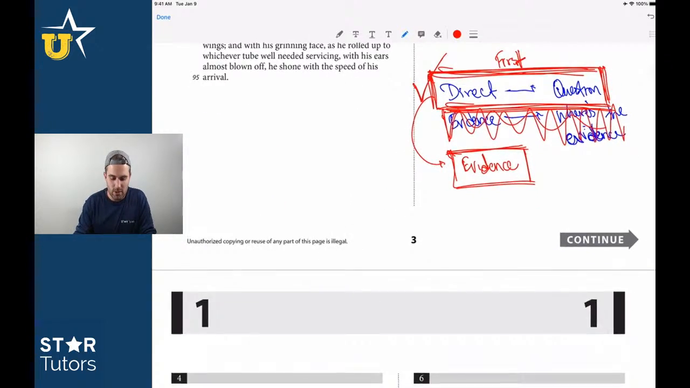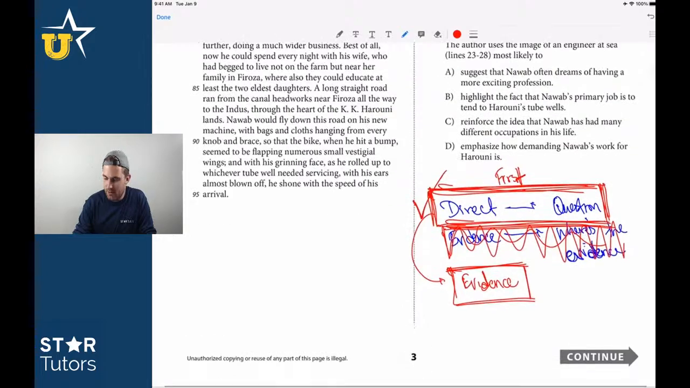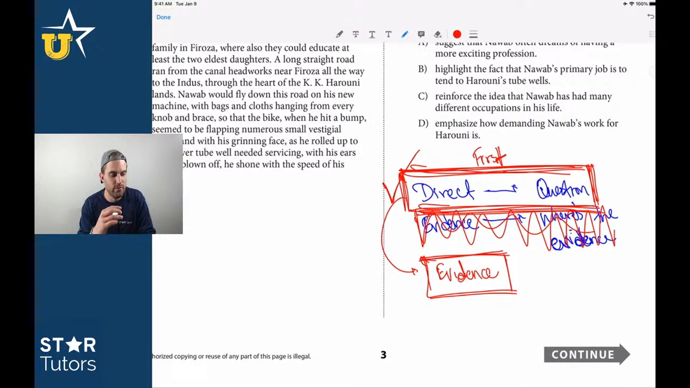All right, so, anything else on the reading section? I'm going to keep moving.